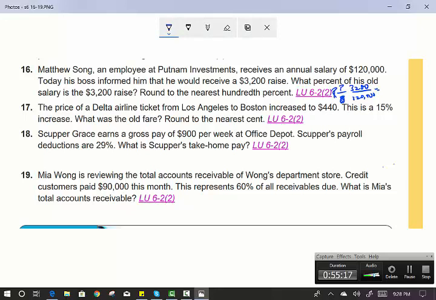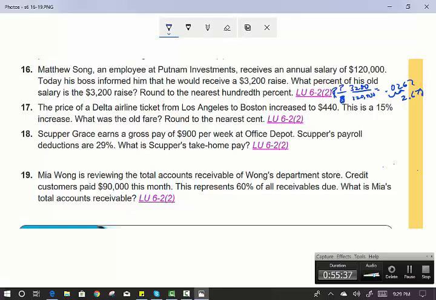So 3,200 divided by 120,000 is 0.0267. I'm going to move the decimal point 2 places to the right to give you 2.67% increase. 2.67% increase in salary.